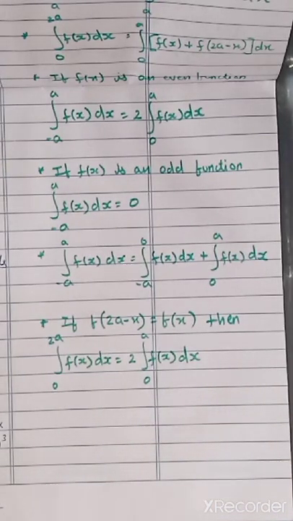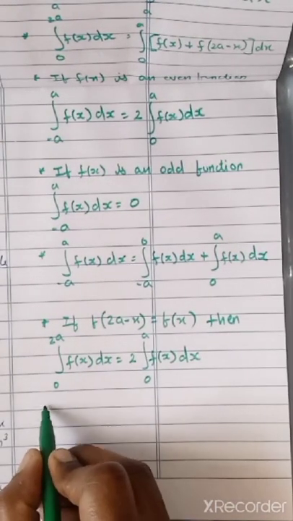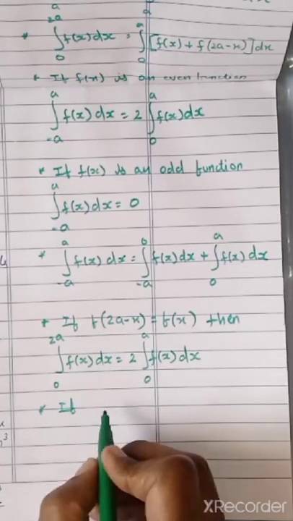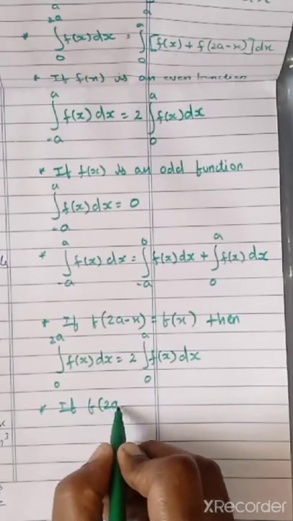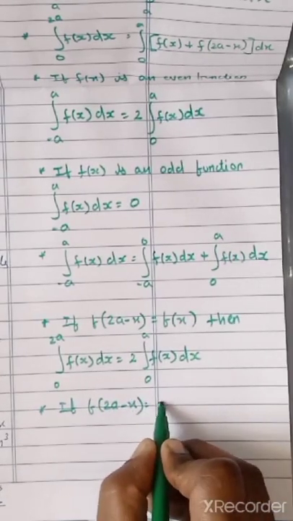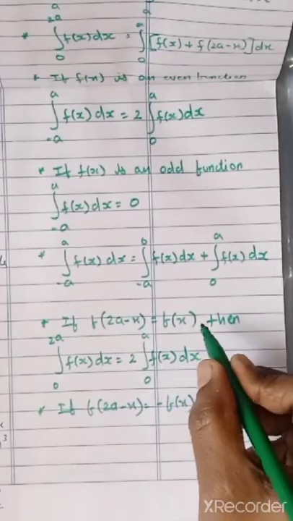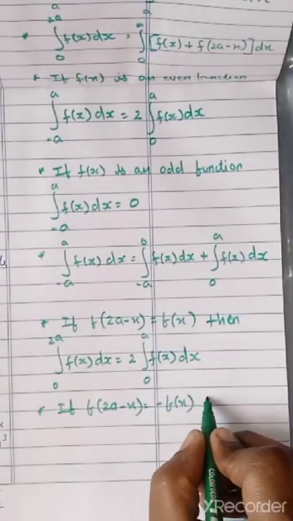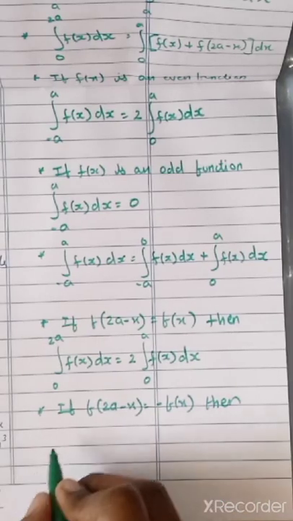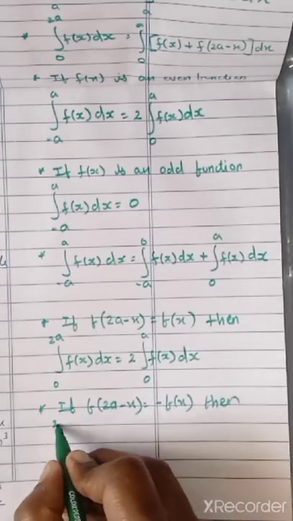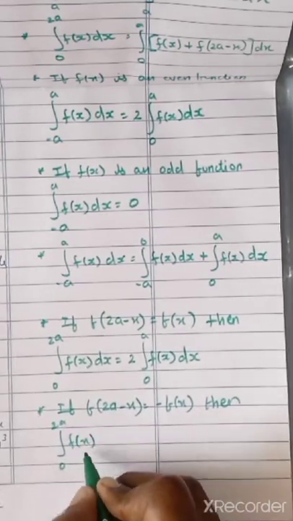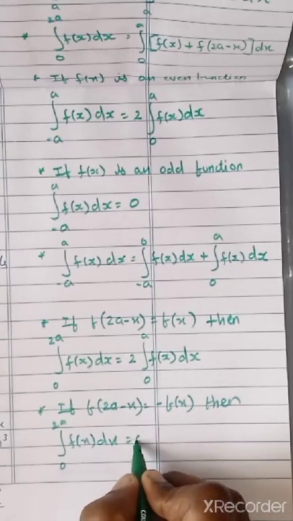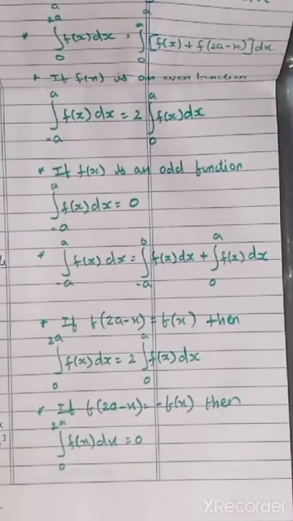Next property. Same thing, if f of 2a minus x equal to minus f of x. Earlier it was plus f of x, this is minus f of x. Then the same integral 0 to 2a f of x dx equal to 0. You will get the answer as 0.